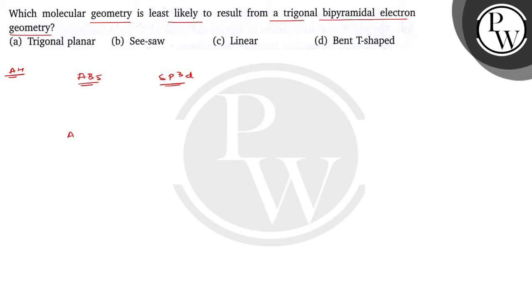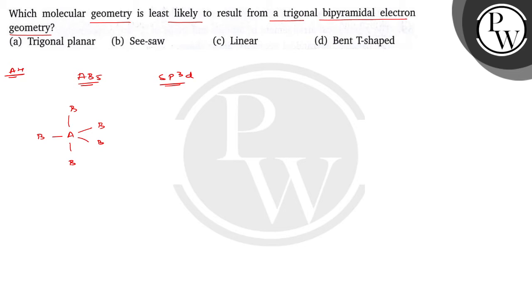So, if you represent the geometry, it can be drawn like this, and this is trigonal bipyramidal geometry where three atoms are present at the trigonal planar, and that is your equatorial position, and two are at axial position.